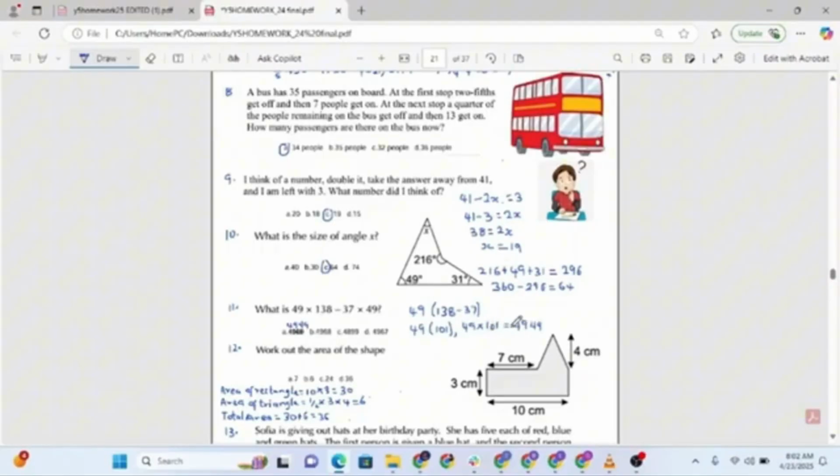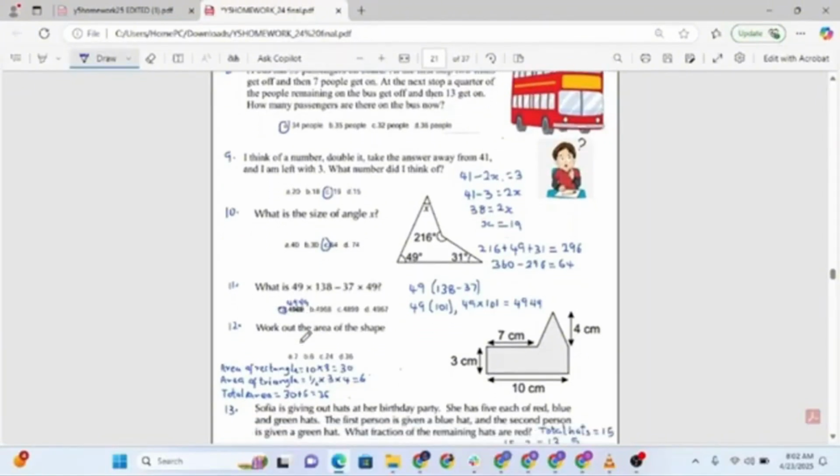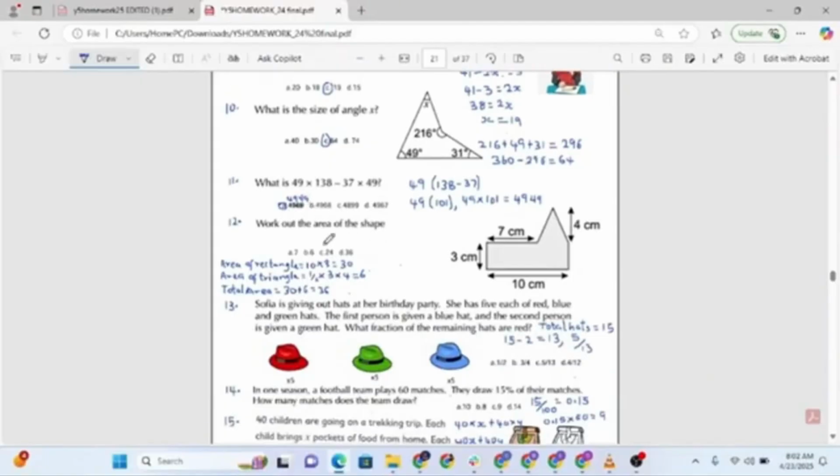Step 4. 49 multiplied by 101 equals 4,949. The correct answer is option A, 4,949. Question 12. Work out the area of the shape.